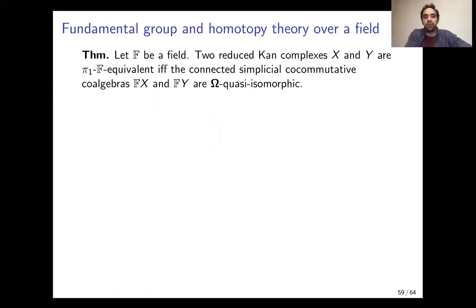So now over a field F, the new statement is the following. Two reduced Kan complexes X and Y are pi1 F equivalent, meaning they're connected by a zigzag of maps of spaces, each of which is a pi1 F equivalence. Recall that a pi1 F equivalence is a map that induces an isomorphism on fundamental groups and an isomorphism on F homology at the universal covers. This holds if and only if the connected simplicial cocommutative coalgebras of chains F of X and F of Y are cobar quasi-isomorphic. So what's the idea?